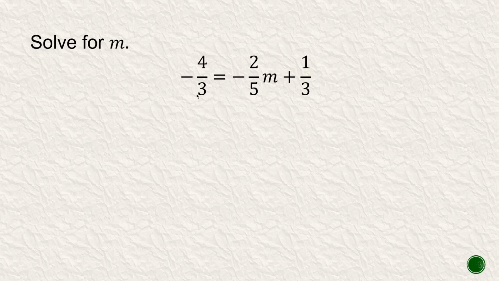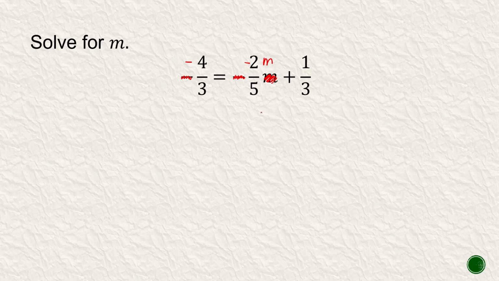Okay, so in this equation, we want to solve for the value of m. Before we apply the multiplication property of equality, I will place this negative sign here on top, and this negative sign on top. I'm doing that to avoid confusion later on. So this m, I'll put that here.